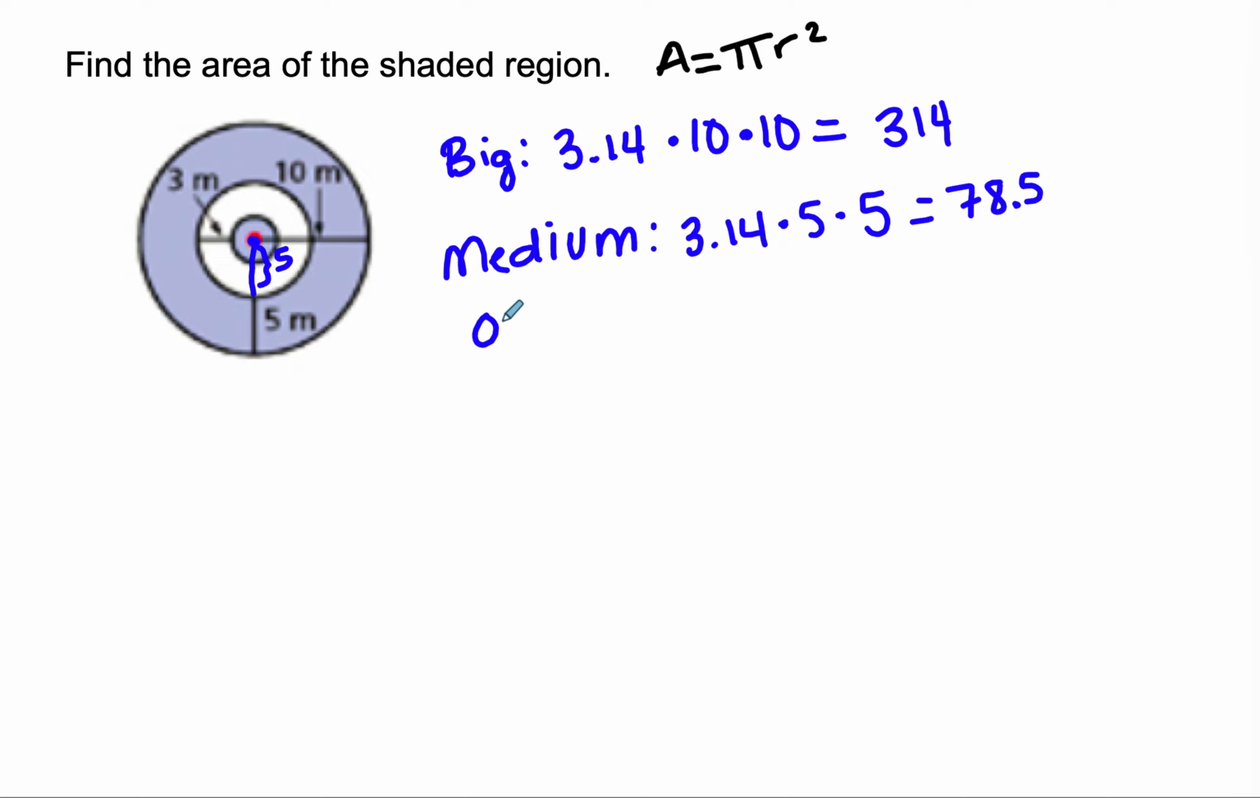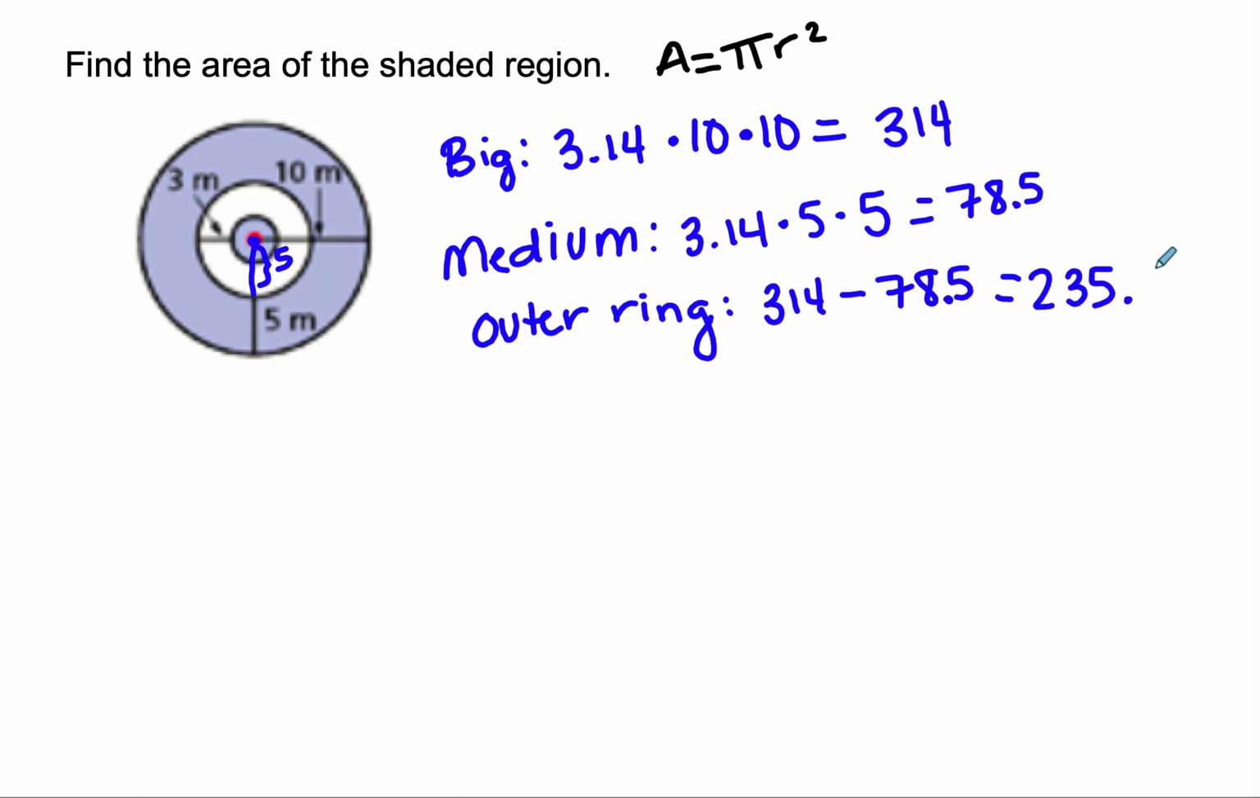So to find that outer ring, we subtract those two. 314 minus 78.5. And we get 235.5. That's this part, the outer ring.